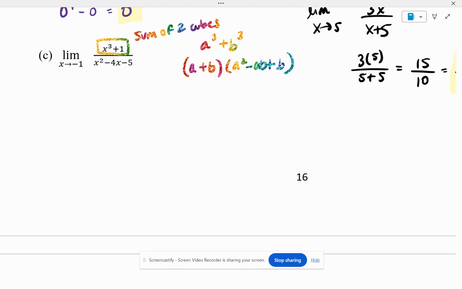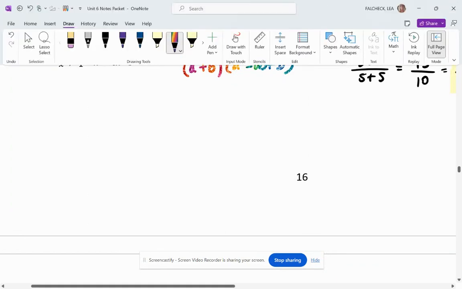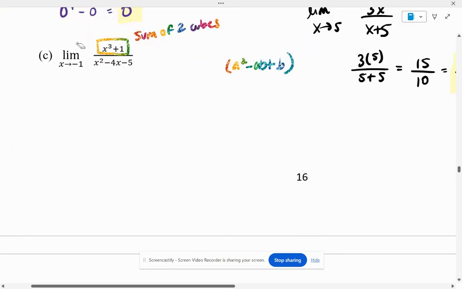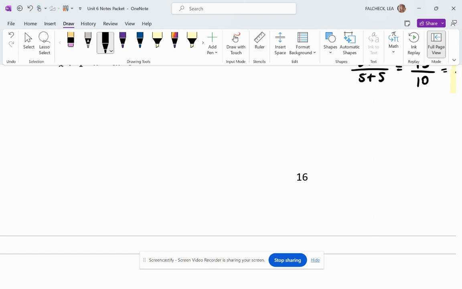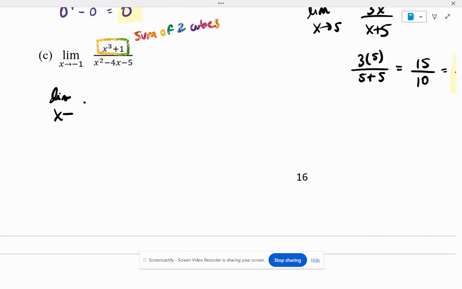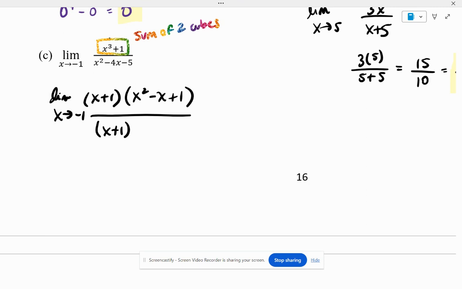So here you would just take this guy and follow the same structure. You would write the limit as x approaches -1 of, and then do the sum of two cubes for this guy. You would do x plus 1, that's the first thing and the second thing, times the first thing squared minus the thing in the middle. There you go. And then all over x plus 1, x minus 5. Okay?